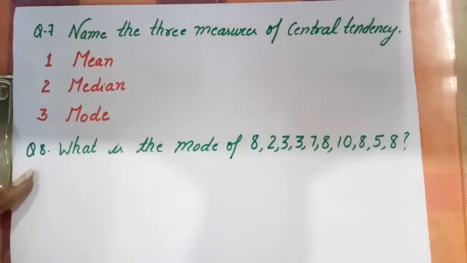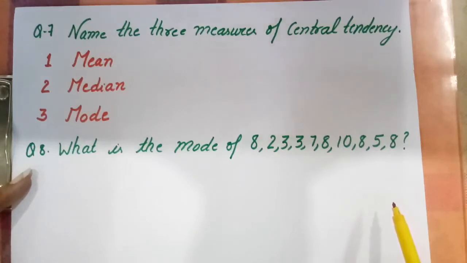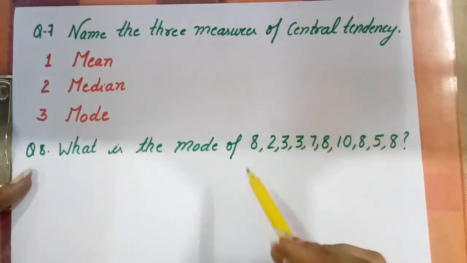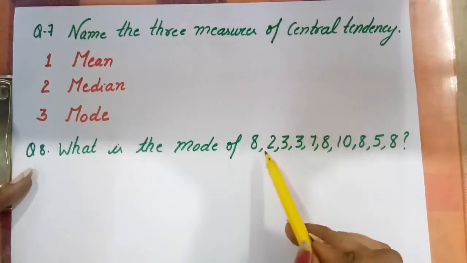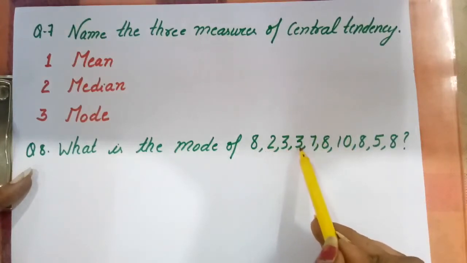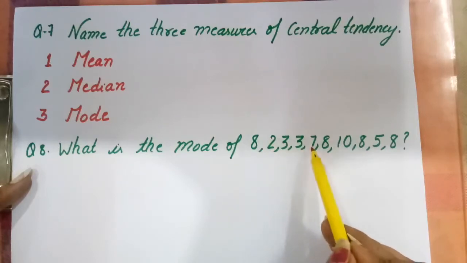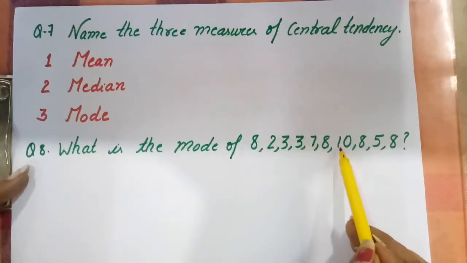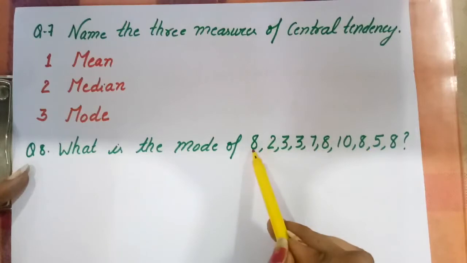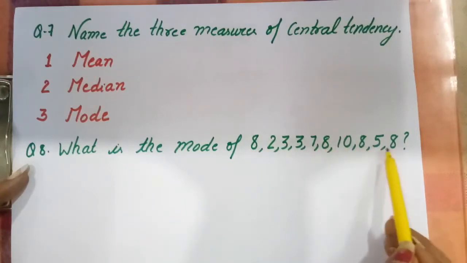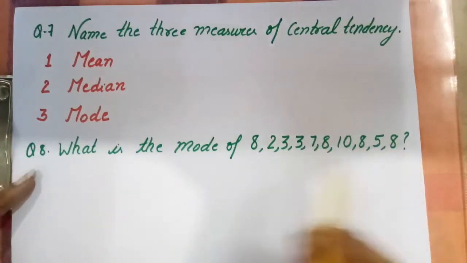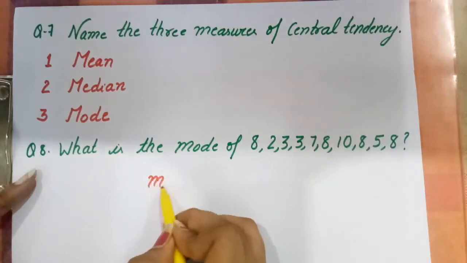Now we have question number 8. What is the mode of the given set of data? Mode means the term which occurs the maximum number of times. So here we can check which term occurs the most number of times. We have 3 two times, 2 single time, 7 one time only, 10 one time, 5 one time, and 8: 1, 2, 3 and 4. 8 comes 4 times, so the mode of the data is 8.